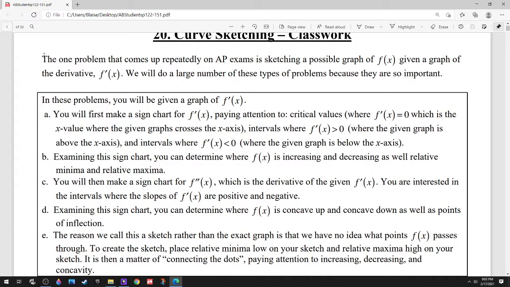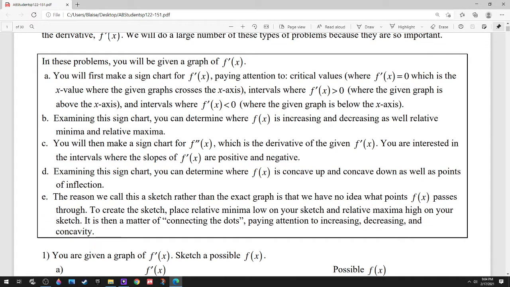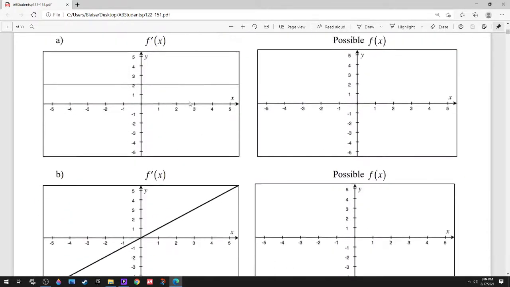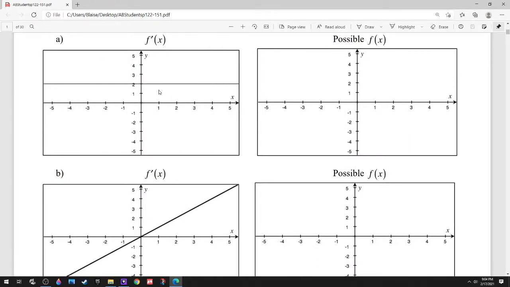Let's see. So, the one problem that comes up repeatedly on AP exams is sketching a possible graph of f of x given a graph of the derivative f prime of x. We're going to do a billion problems because they're so important. In these problems, we're always going to start with a graph of f prime, and our goal is going to go back to f of x.